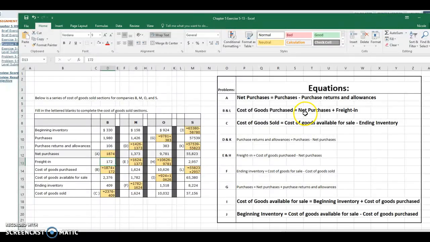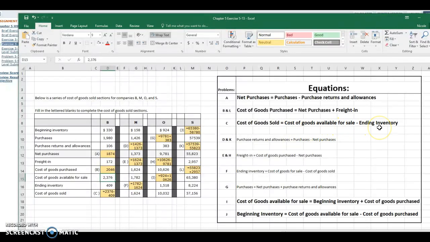For B, we need to find cost of goods purchased. So we'll come back over here. Net purchases and freight in added together. And that's what we have right here. So our net purchases we just found plus our freight in right here, and that will get our answer here, which is 2,046.